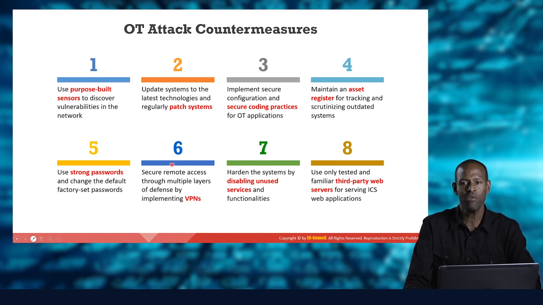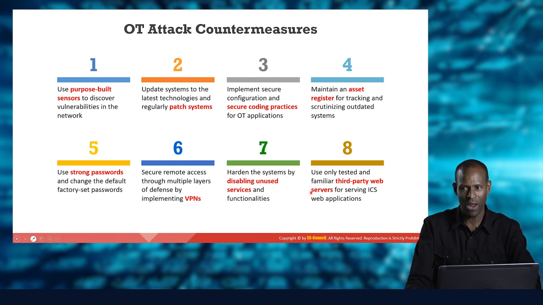Number six, secure remote access to multiple layers of defense. Ubiquitous encryption. We want to encrypt the stored data. We want to encrypt the data that's in flight. If you have the capacity to use VPNs for all data that's ingressing and egressing your systems, then make sure and do that. Number seven, disable unused services. So if there's any OT system that has multiple services running and one or two of them are not needed, shut them down.